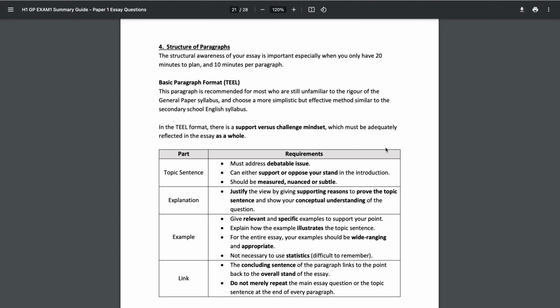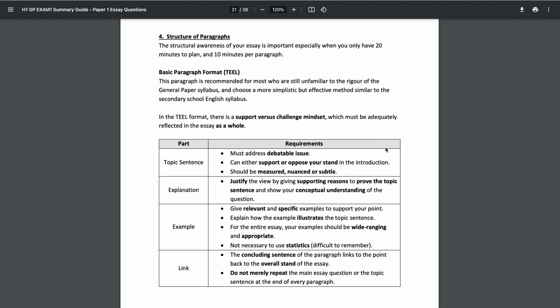Topic sentence, you must address the debatable issue. You must support or oppose, and it must be measured, nuanced, and subtle. Simple. Explain it by justifying, giving your reason to support the topic, and showing your concept. This means that you need to argue it from a large range, wide range, large breadth. You need to do that. If not, your justification becomes very poor.